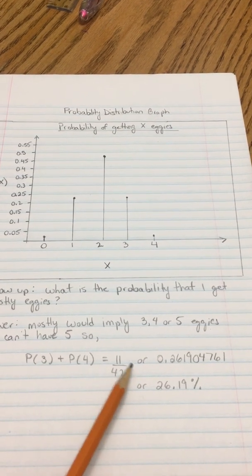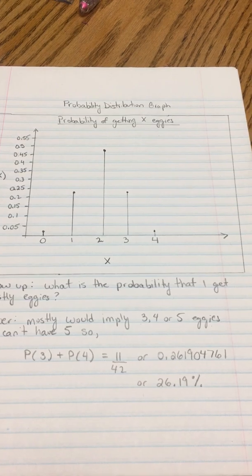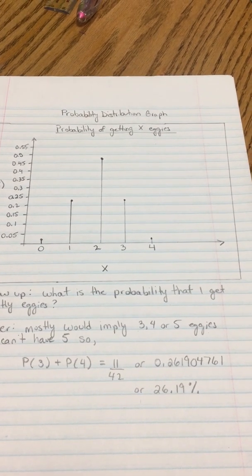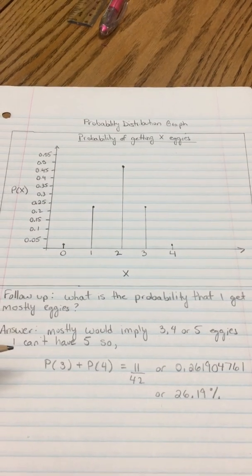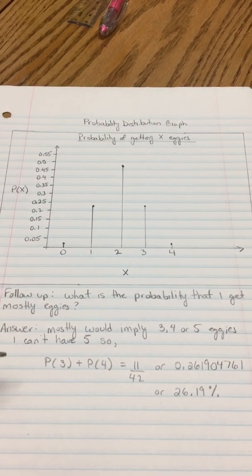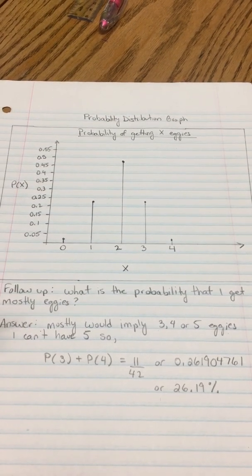So you usually want to try and get that as an exact value like I have here, and then interpret that as a final answer, 26.19%. So my conclusion to this would be that the probability that I would get mostly Eggies is 26.19%, which is not good for me because they're my favorite.